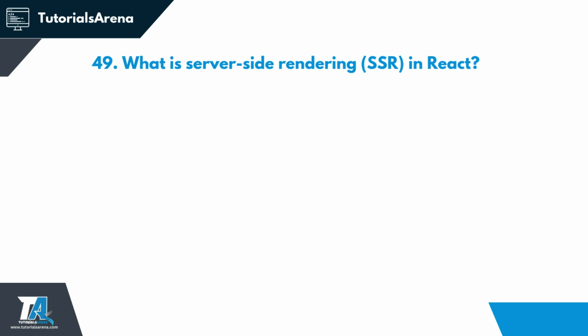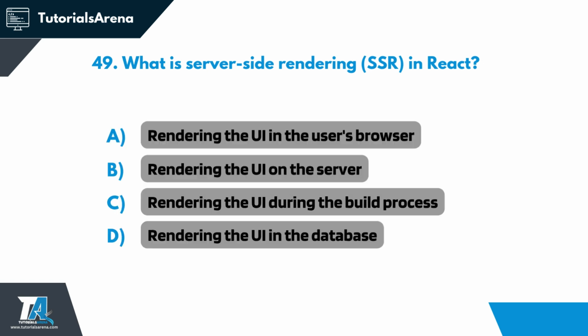Question 49. What is server-side rendering or SSR in React? The options are: Option A, rendering the UI in the user's browser. Option B, rendering the UI on the server. Option C, rendering the UI during the build process. Option D, rendering the UI in the database. The correct answer is Option B, rendering the UI on the server. Moving on to the next question.